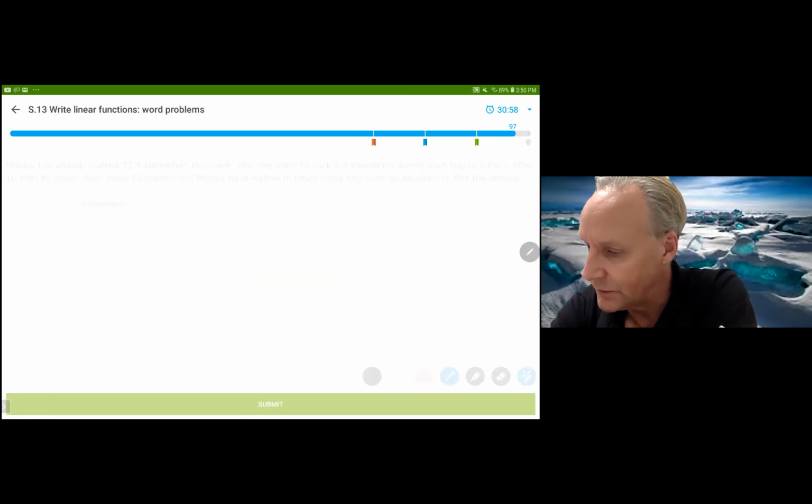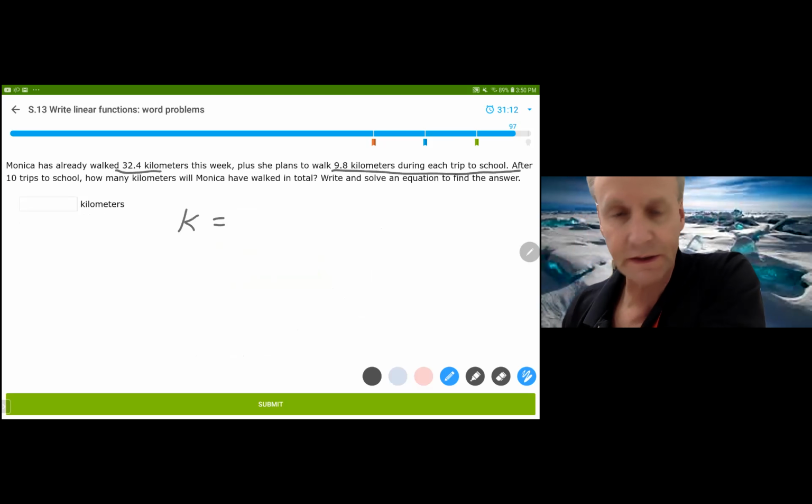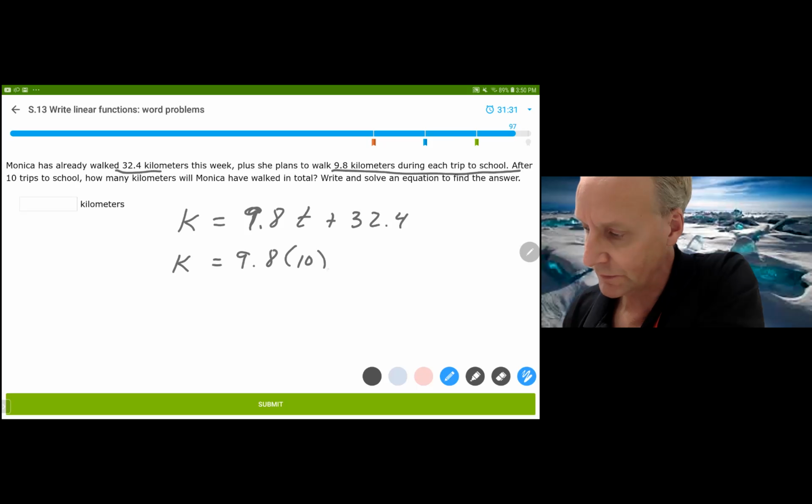And looks like maybe 2 more. Monica has already walked 32.4 kilometers. She plans to walk 9.8 for each trip to school. So the number of kilometers she's walked, I could have used W, I suppose, is equal to 9.8 for each trip. Sorry, that's a funky looking 9. There we go. Plus the original 32.4. And we want 10 trips. So it's 9.8 times the number of trips plus the 32.4.